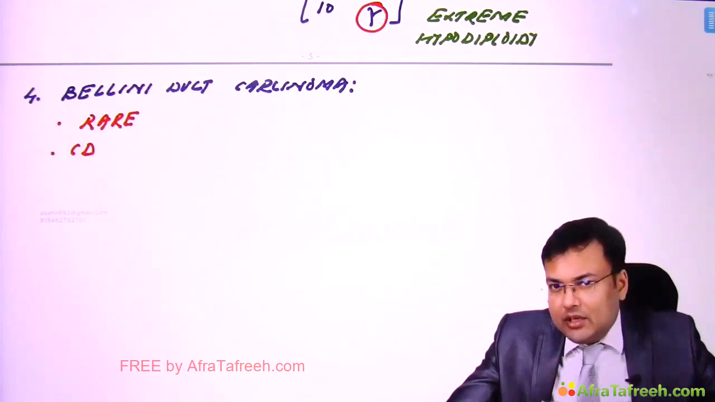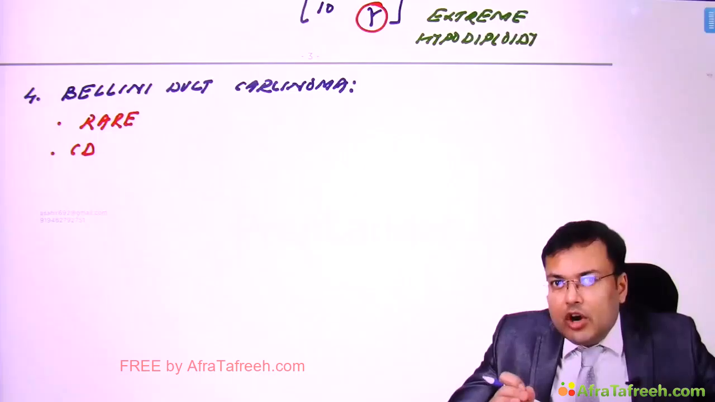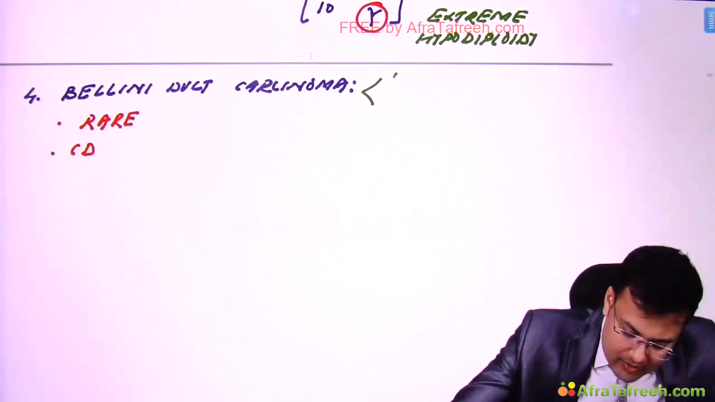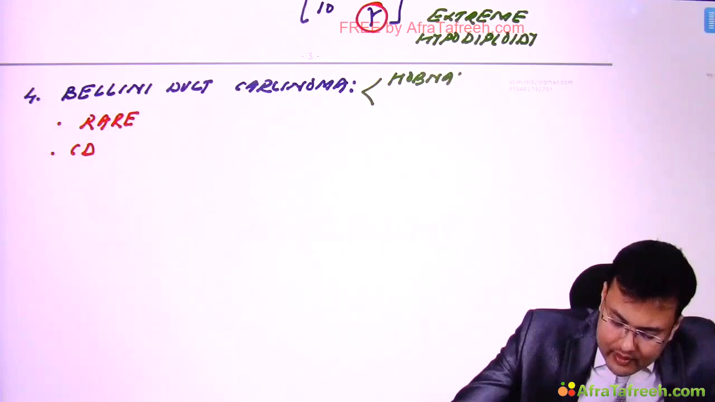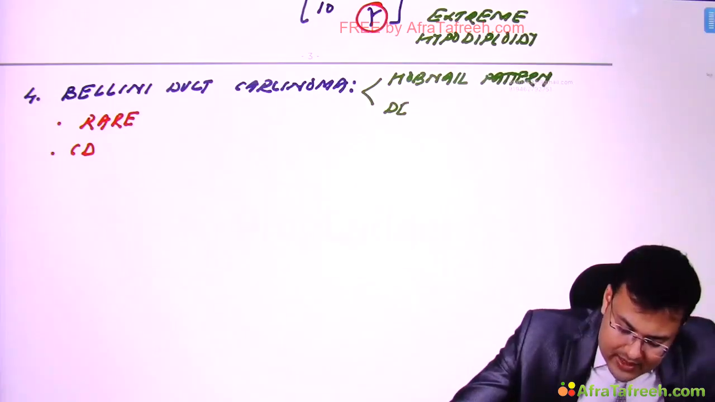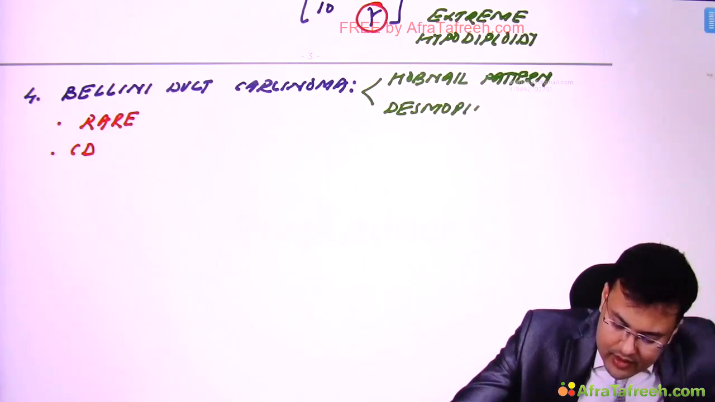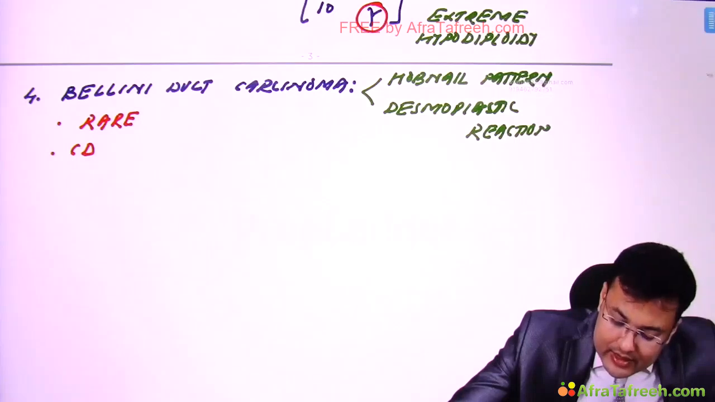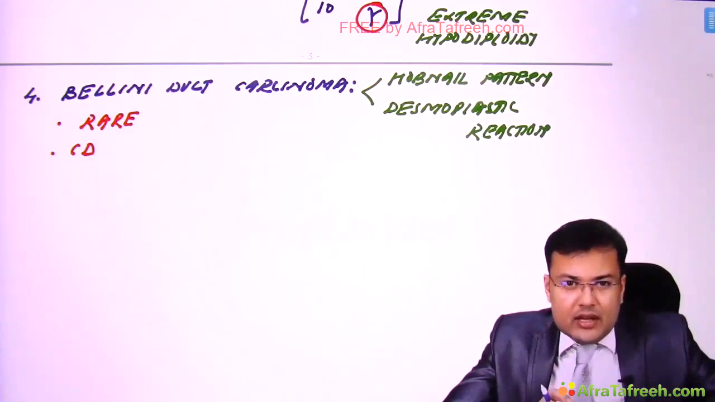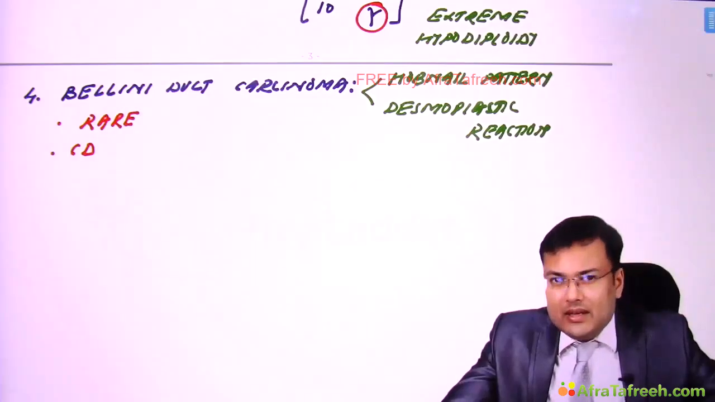Two questions which are asked in pathology. One, it is associated with a Hobnail pattern, and this tumor has excessive fibrosis, so it shows a desmoplastic reaction. We discussed that intense desmoplastic reaction is seen in carcinoma pancreas. Desmoplastic reaction is also seen in carcinoid tumors and in Bellini duct carcinoma.